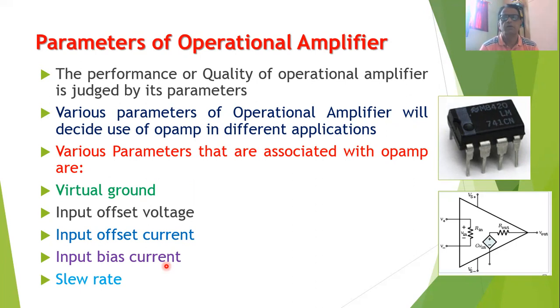In this session, we will see what we mean by virtual ground, and we will also see the definitions of the different parameters such as input offset voltage, input offset current, input bias current, and slew rate. And we will also see how these parameters affect the working of the operational amplifier.